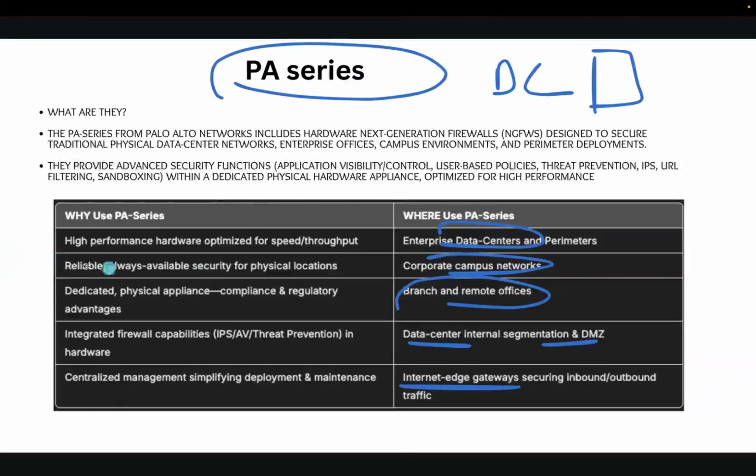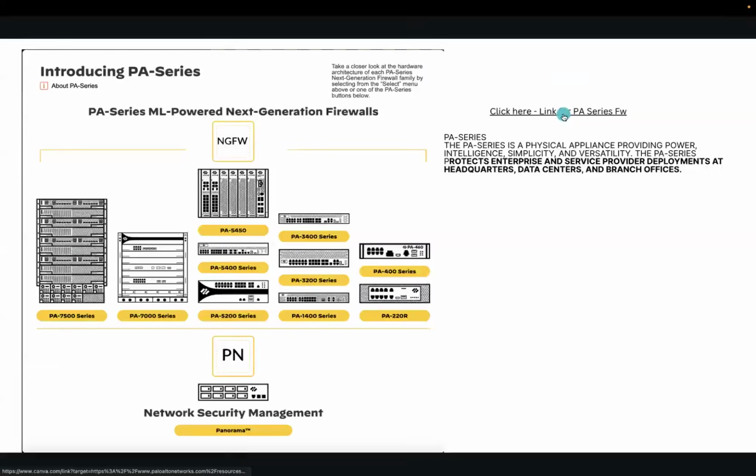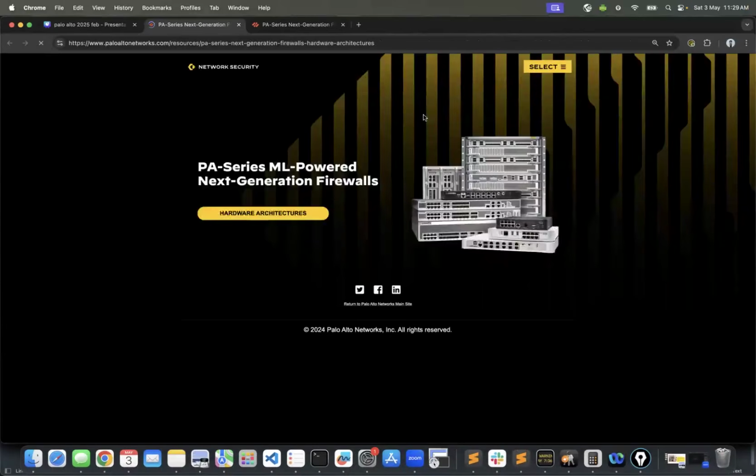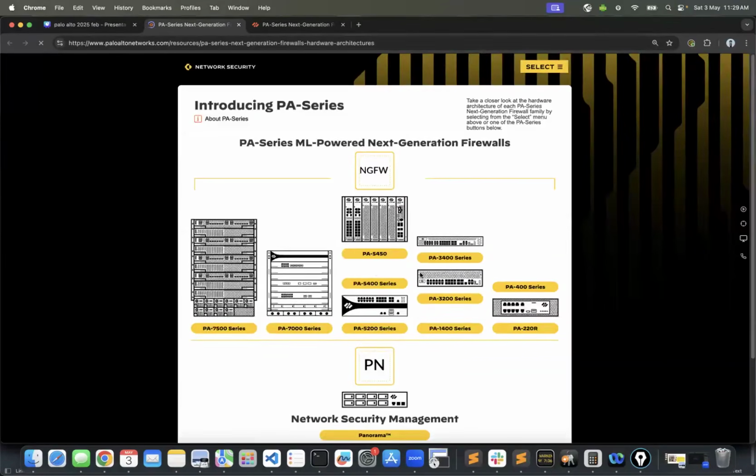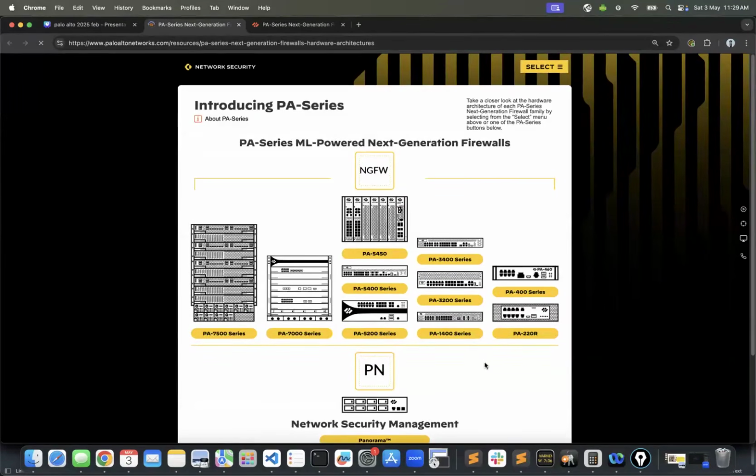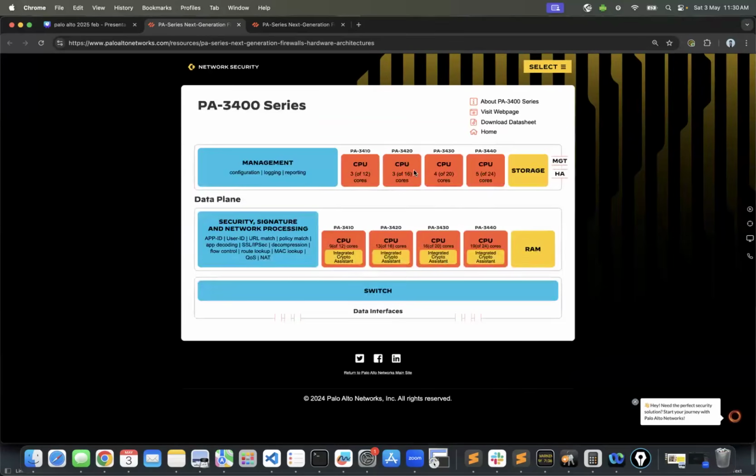Before going there, let's click this one. This is the official page of paloaltonetworks.com, hardware architecture. This is the photo I have used. So if you want to compare, you have the option of using 5400 and someone is asking what to use and where to use. You have to open this page, come here. For example, let's compare the 3200 series or 3400 series.